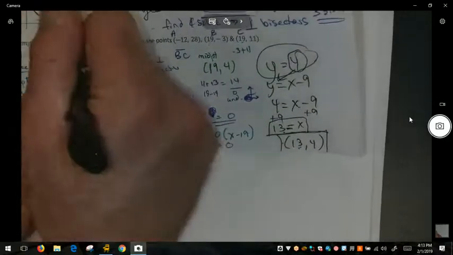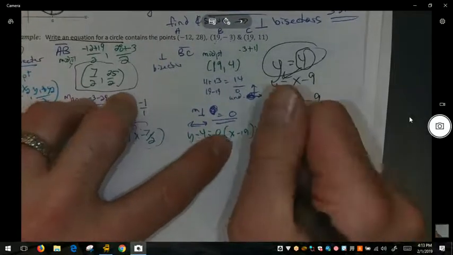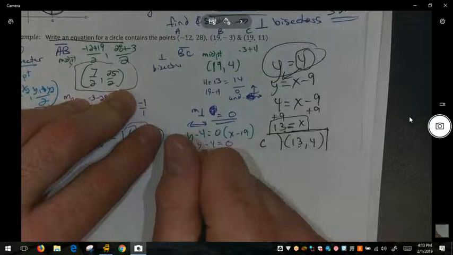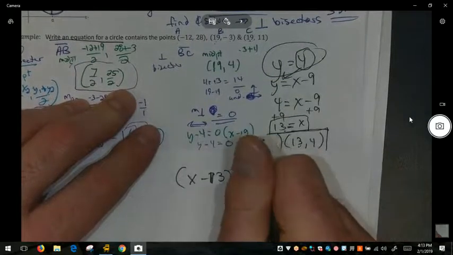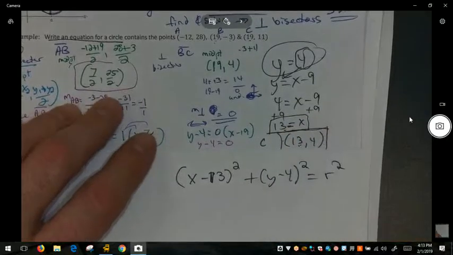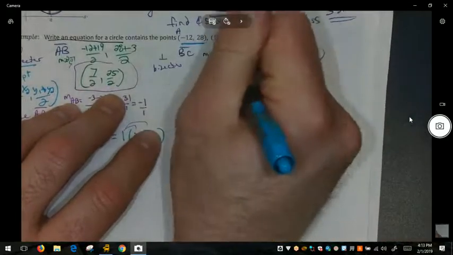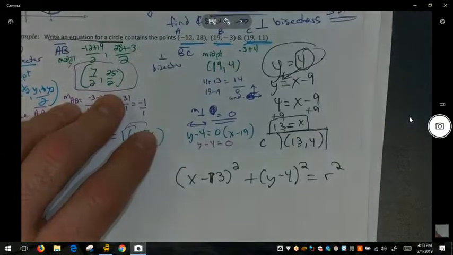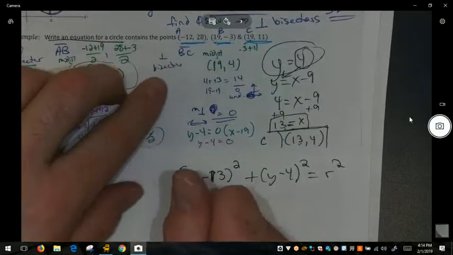So it did ask me to write the equation for the circle. Well, there is the center. So this is easy in terms of x minus 13 squared plus y minus 4 quantity squared equals the radius squared. If you want to find out what the radius squared is, take any one of these points now that we kind of have the general equation given the center, and plug them in for x and y.